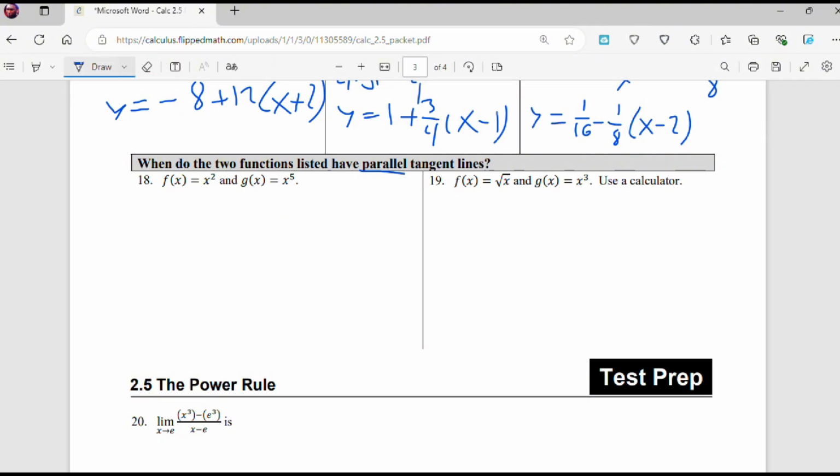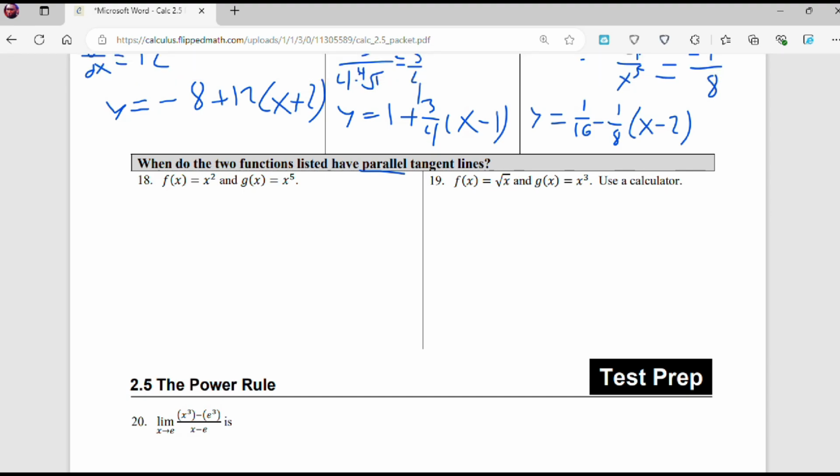So where do the two functions listed have parallel tangent lines? We're going to have parallel tangent lines when d dx for both functions are equal, right? Because if it's a parallel tangent line, we're going to have to use y equals y1 plus d dx. And so d dx has to be equal. Your slope has to be equal for both. So we're going to find the individual slopes and set them equal to each other, and then we're going to find the zeros.